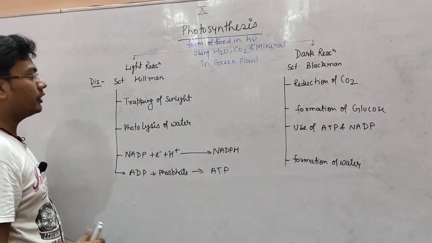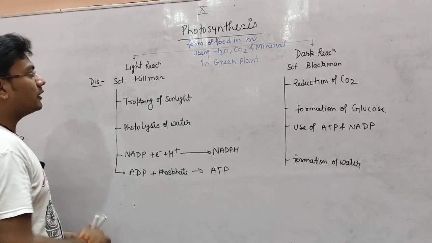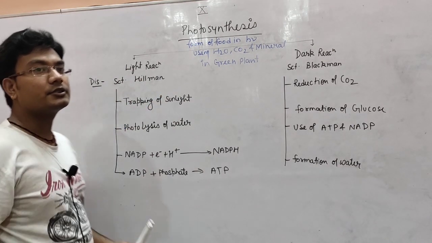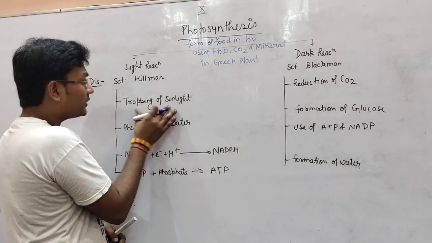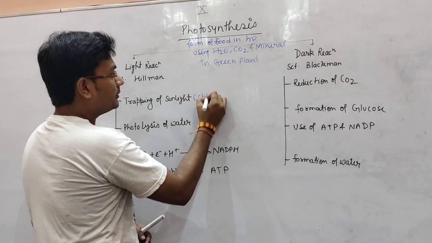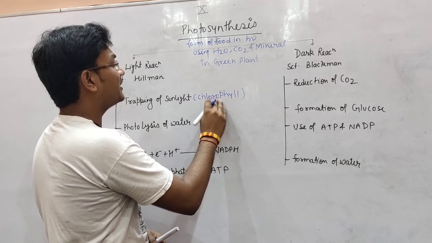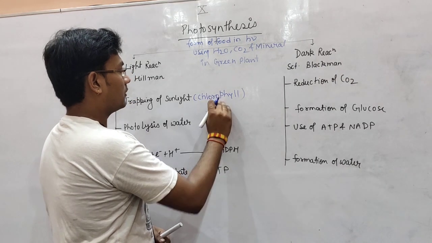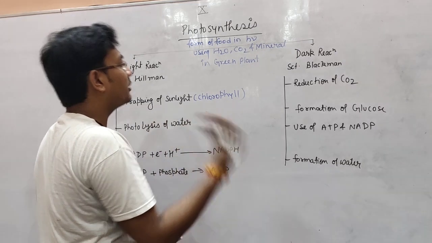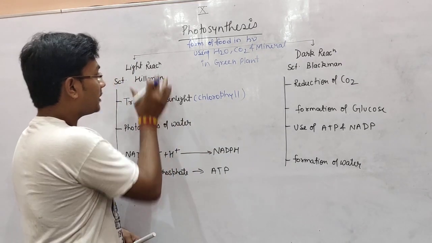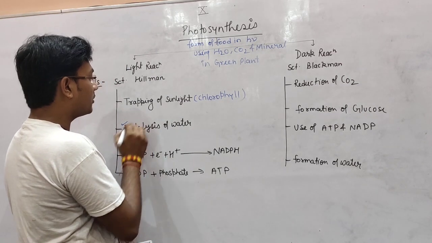Now we are going to explain the steps that occur inside the light reaction. The first one is trapping of sunlight. The trapping of sunlight occurs by chlorophyll that is present inside the granum. Chlorophyll traps the sunlight for activation of the reaction. Then the main step of the light reaction is photolysis of water. Photolysis means breaking of water.